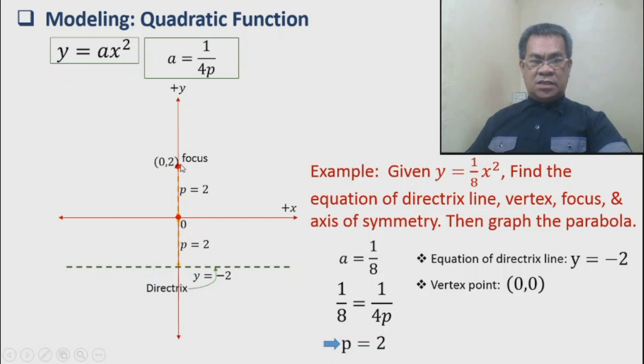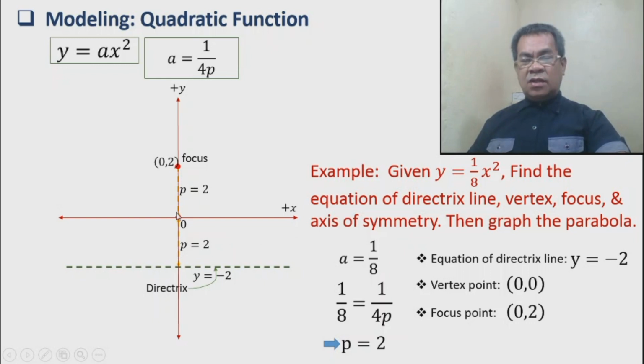X is 0, y is 2. So therefore, this is the focus point at (0, 2). So we already answered. Now, the axis of symmetry is the line that passes through the focal point and the origin. So therefore, you have to connect this with a straight line. This is the axis of symmetry.